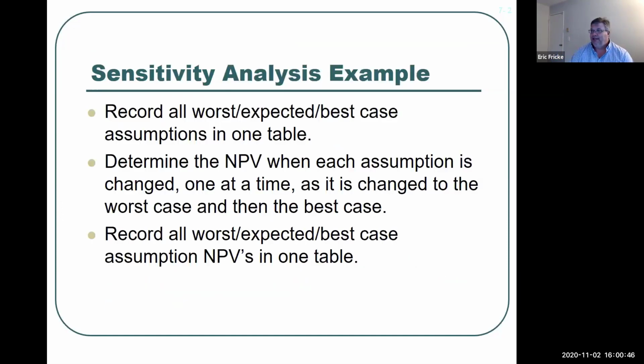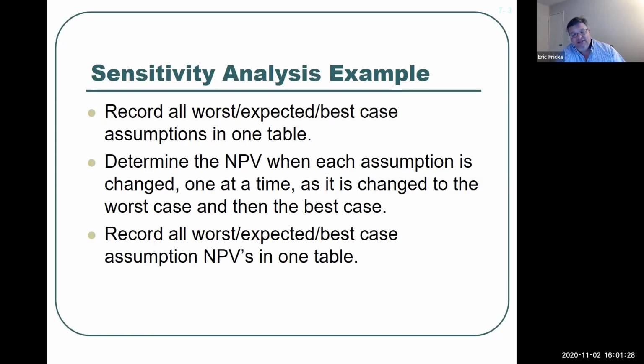Okay, so let's talk about sensitivity analysis. In sensitivity analysis, the first step is to record the worst case assumption for a variable like sales or cost of goods sold, an expected case, and a best case. We're going to put that all in one table so it's easy for people to read and understand. The whole purpose of this is to get a range of NPVs so that we understand how sensitive the assumption is and how that affects our NPV of a project.